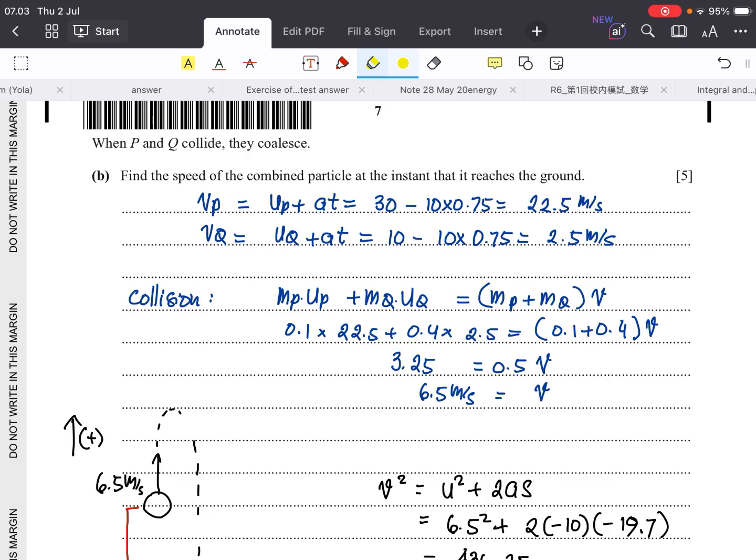And then we want to find the speed of the particle after they collide. So for that purpose, we are using the momentum conservation law. MP times UP plus MQ times UQ is equal to MP plus MQ times V, since they coalesce after collision.